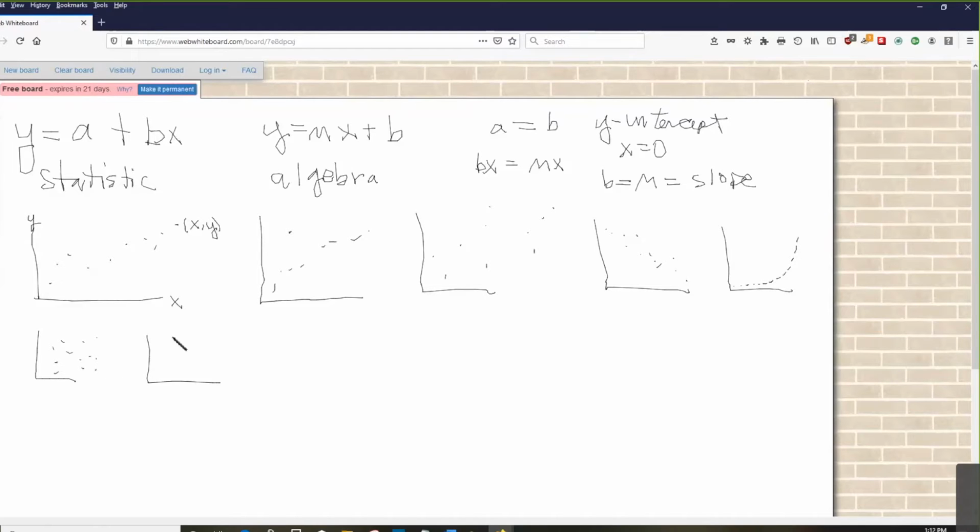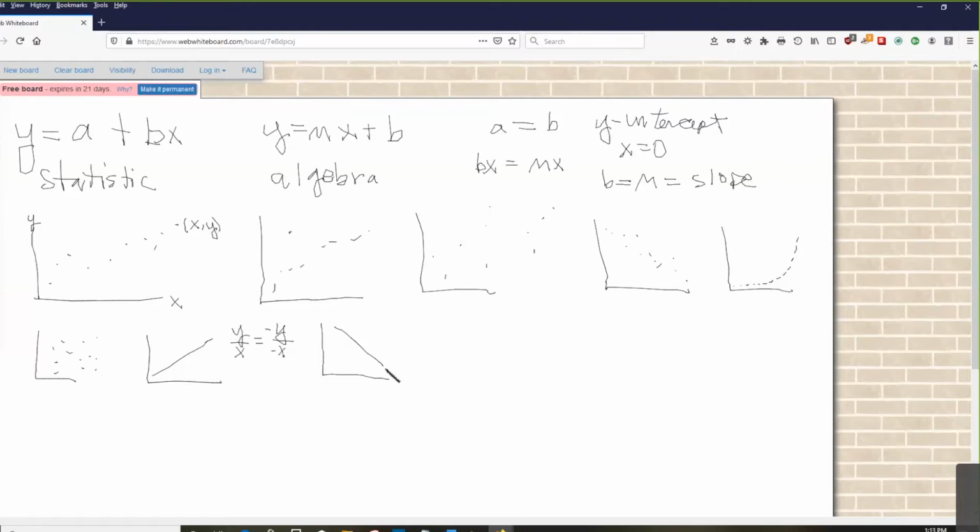On our line, if I have a line going to the right, that is considered positive correlation. And that means that the signs of my slope are going to be the same. They're either both going to be positive or they're both going to be negative. And that's going to be considered a positive correlation.